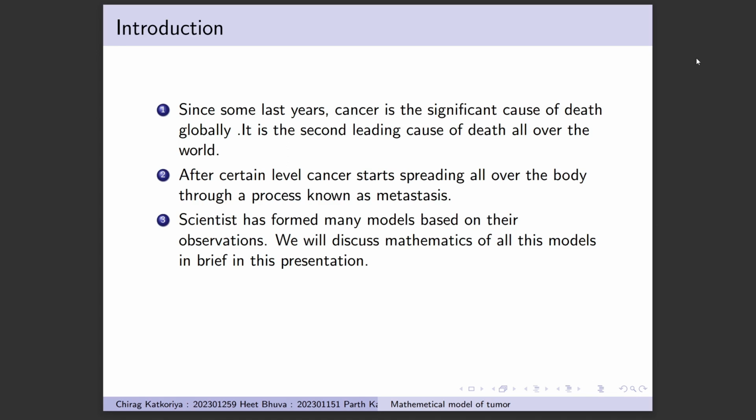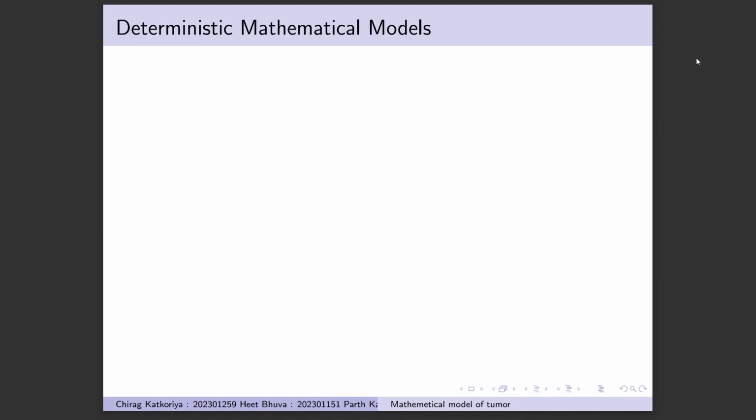Now we will discuss the mathematics of these models in brief in this presentation. First of all, we will talk about the deterministic models, because deterministic models rely specifically on differential equations to model tumor growth. They aim to mathematically express the tumor growth and predict the future rate of growth. They simplify some complex factors which may introduce variability in the growth of the tumor. So they are generally based on exponential models.